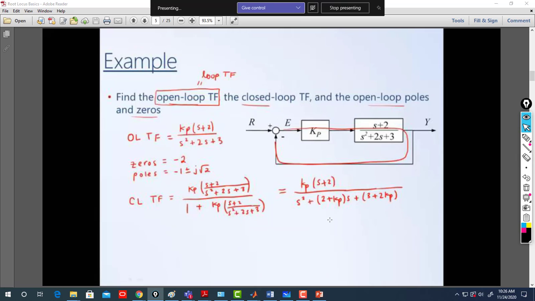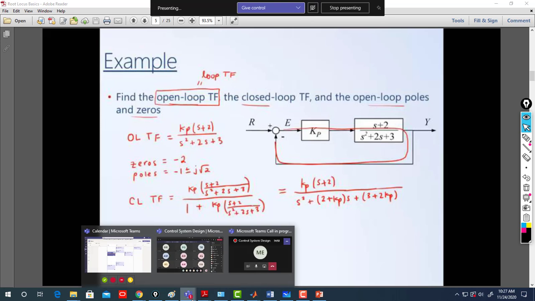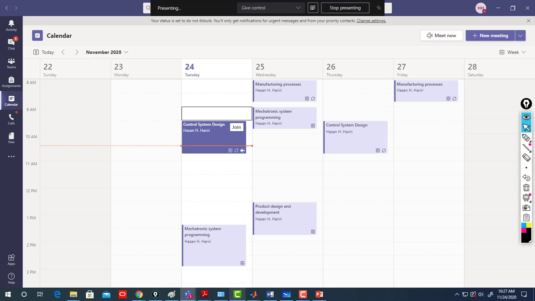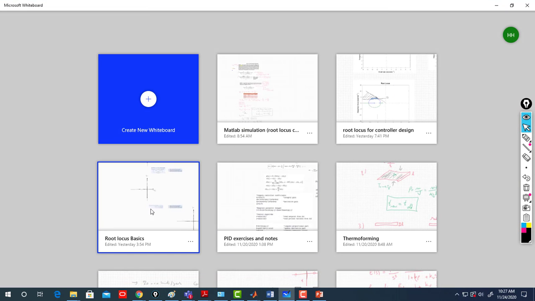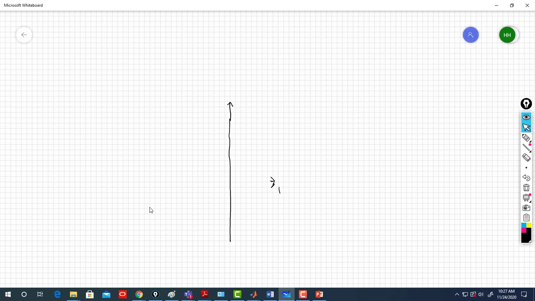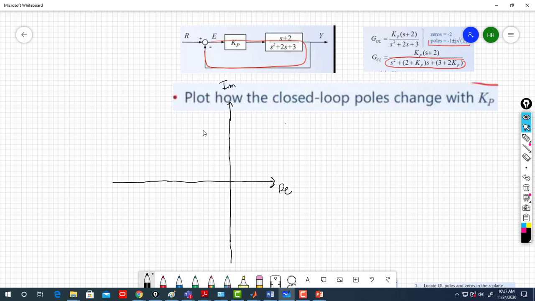Let's take this example and try to draw the root locus for it. I'll go with you on my whiteboard. Root locus basics. Okay, so this is my system. We need to plot how the closed loop poles change with Kp. Well, first we need to find the open loop poles of my system. So that's the system you have in your slide.